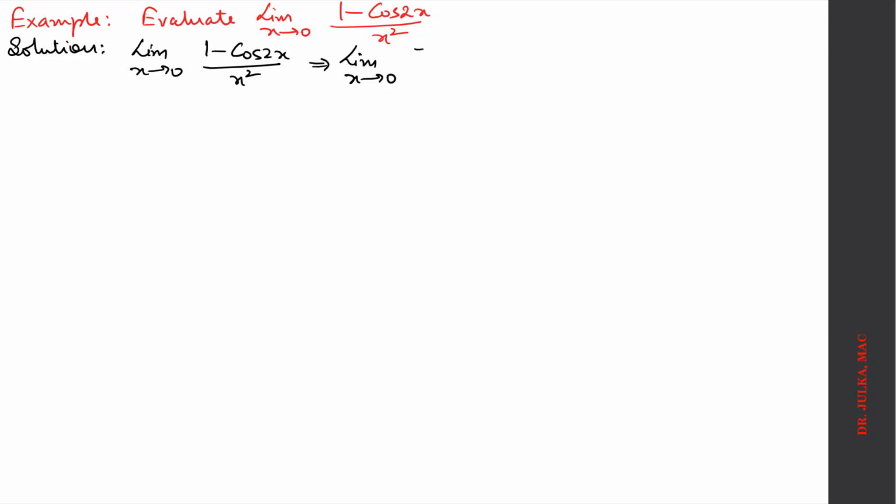Next example. Limit x tends to 0 of 1 minus cos 2x divided by x square. We know the formula 1 minus cos 2 theta equals 2 sin square theta. So limit x tends to 0 of 1 minus cos 2x divided by x square equals limit x tends to 0 of 2 sin square x divided by x square. And we can write this as limit x tends to 0 of 2 times (sin x upon x) whole square, which equals 2 multiplied by 1, which equals 2.